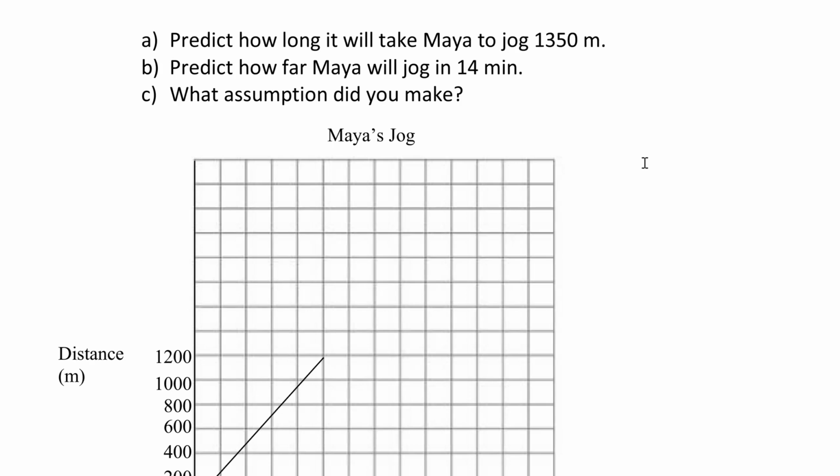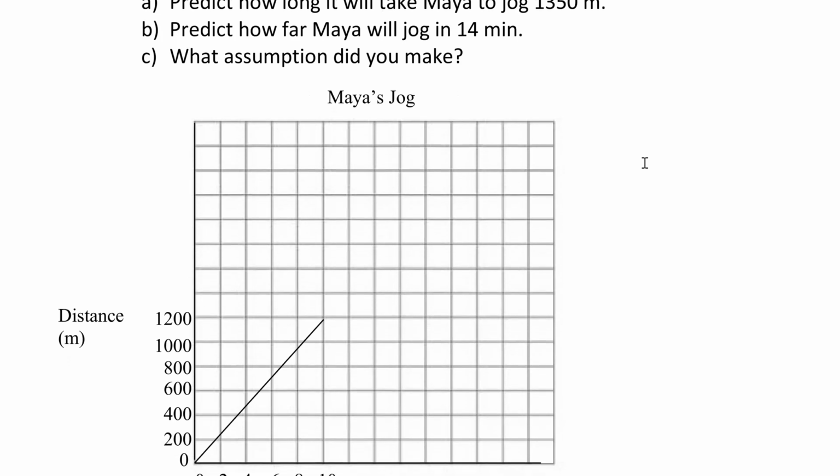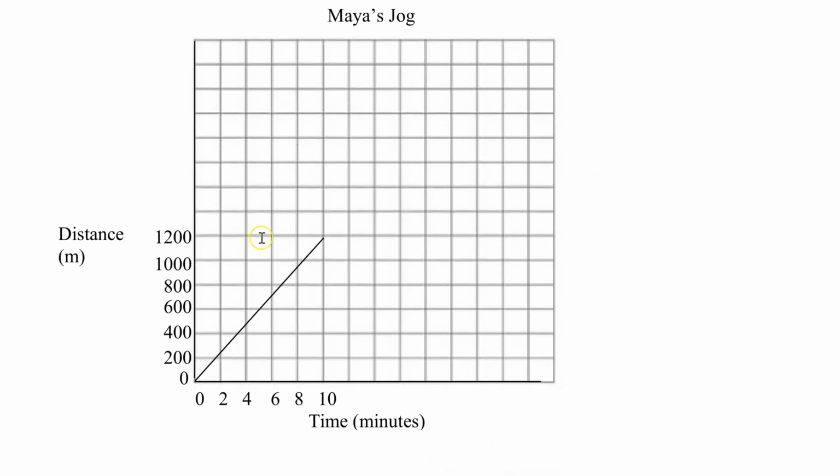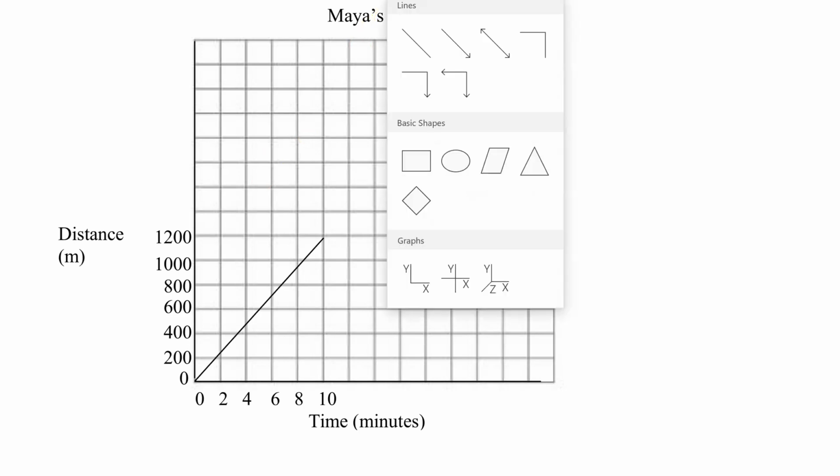So the first part we're looking at is to predict how long it will take Maya to jog 1,350 meters. Now you can see that our graph only goes up to 1,200 and our time only goes up to 10 minutes. So we're going to assume that this is a linear relation and our line is going to stretch out straight.